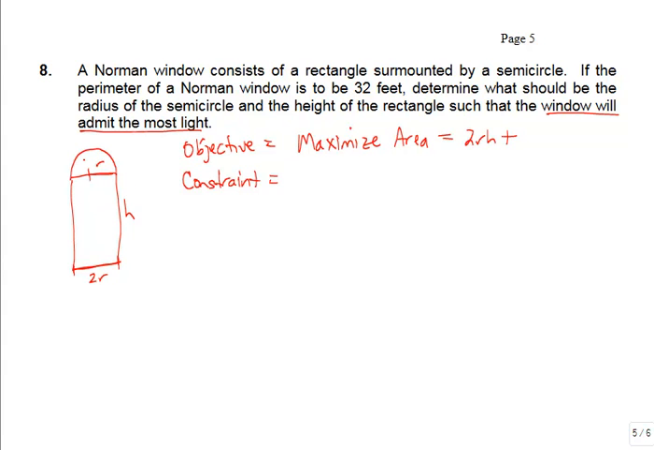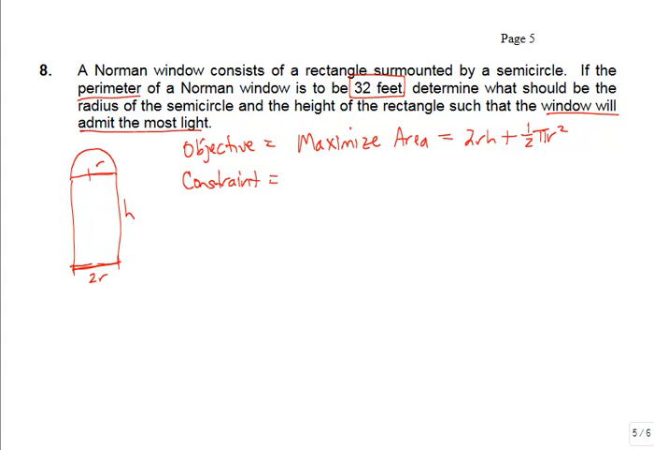Now let's factor in the area of the semicircle. Area of a circle is pi r squared, but we're not using the whole circle, we're using half of it. So the area of half of it would be 1/2 pi r squared. So there's our area. It has too many variables in it, so we need a constraint. And what we're told is that the perimeter of this Norman window is 32 feet. Now the perimeter would be sort of like the trim that would go around.